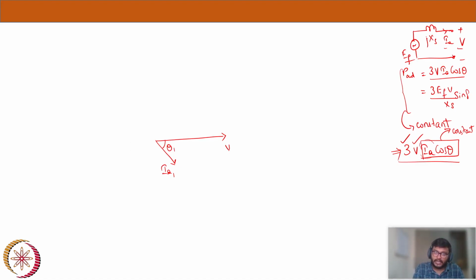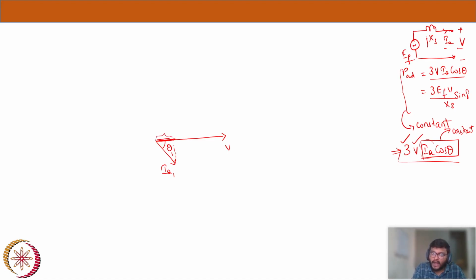This is IA and this is the angle theta between V and IA. So what is IA cos theta? Isn't it the projection of IA onto V? The projection of IA onto the voltage axis, that length, is called IA cos theta. So that has to remain constant. Whatever the value of IA might be, the projection has to be this one. This length has to be constant.